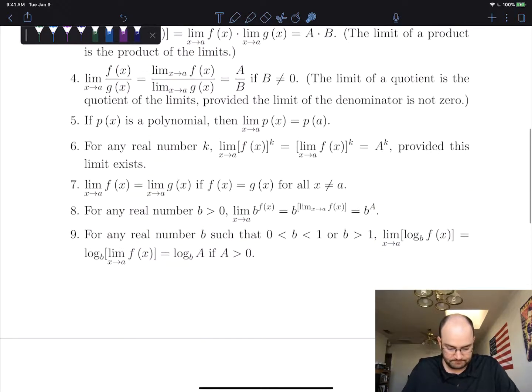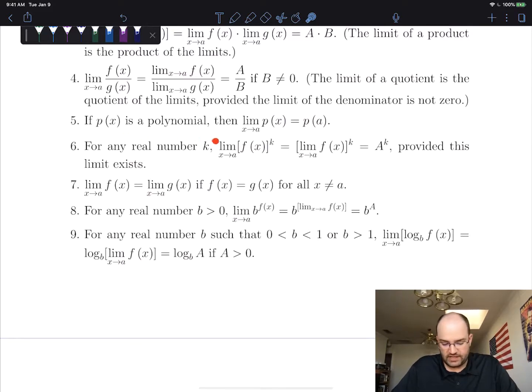Number 5, if p of x is a polynomial, then the limit as x approaches a of p of x is p of a. This is why we love polynomials. Basically, you just plug in the function value into the polynomial, and that is what it's going to equal.